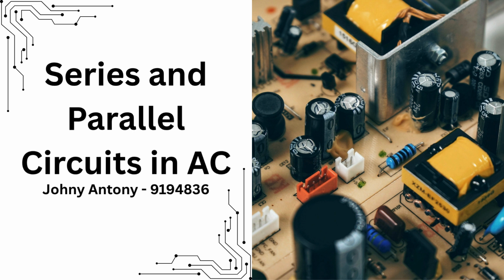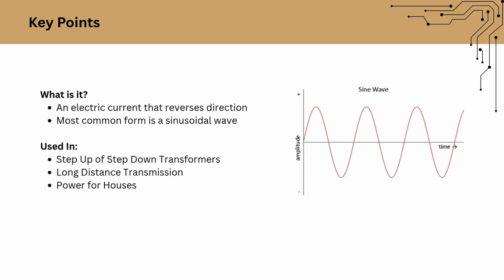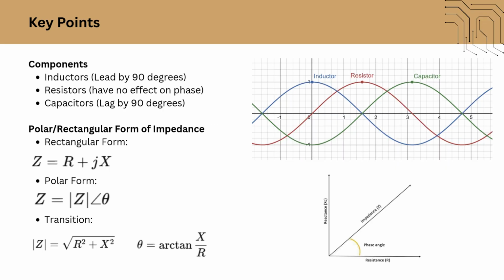Today I'll be talking about series and parallel AC circuits. An AC circuit carries a current that changes direction periodically, usually in the shape of a sine wave. It's the type of current most commonly used in transformers, power transmission, and household electricity. AC circuits usually contain inductors, resistors, and capacitors.